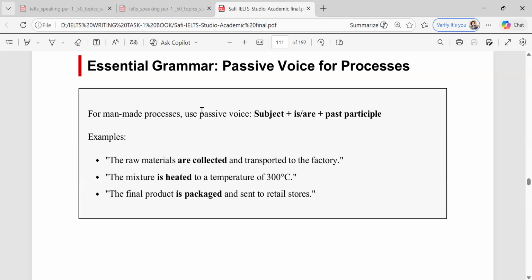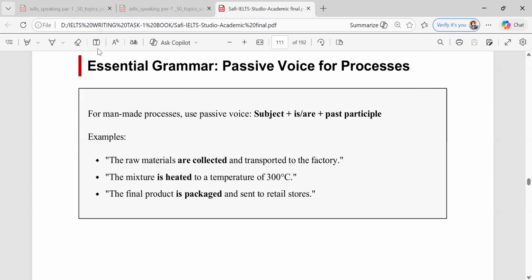But for a process diagram, what is more important? That's passive voice. You need to understand what passive voice is and how to use it, especially for man-made processes, where we simply use passive. Why do we use passive? Because we are not interested in the doer. We are interested in how something is performed, not who performed it.